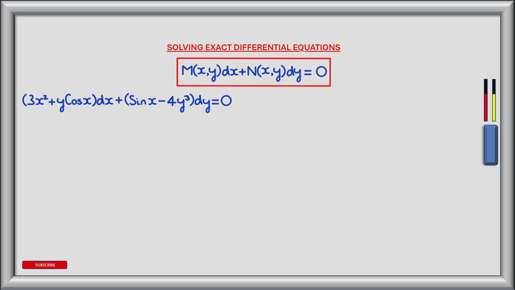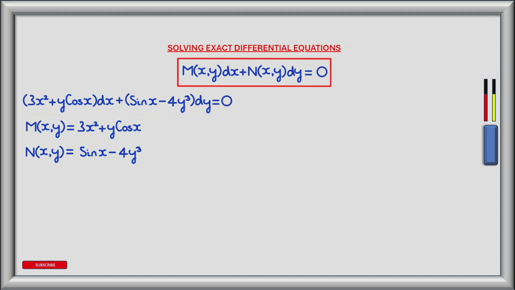So we're going to try and find the potential function to the differential equation (3x² + y cos x) dx + (sin x − 4y³) dy = 0. Let's first identify functions M and N and check if the equation is exact. In this equation, M is this part here and is equal to 3x² + y cos x, and N is this part here and is therefore equal to sin x − 4y³.